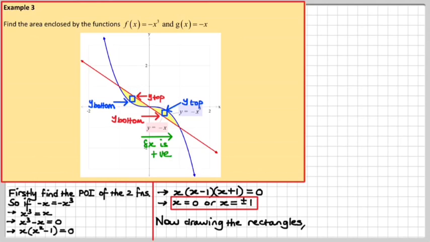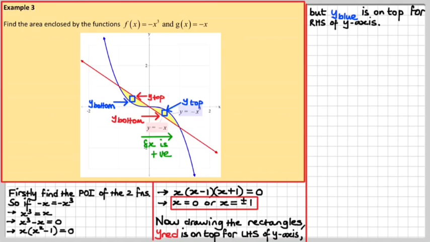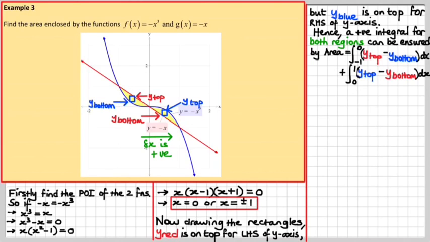Of course, we'll integrate from left to right to keep the delta x's, or the widths of our rectangles, positive. So, as I've said, red is on top to the left of the y-axis, and blue is on top to the right of the y-axis. So what do we do, guys and gals? Well, for a positive integral for both regions, we've basically got to do it like this.